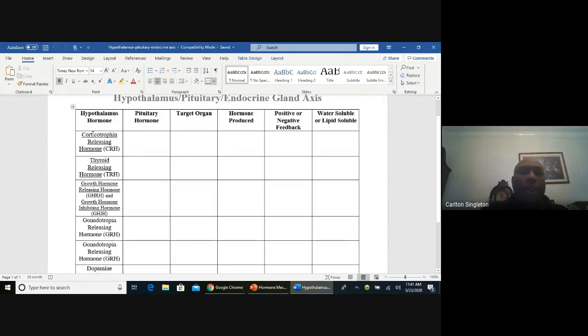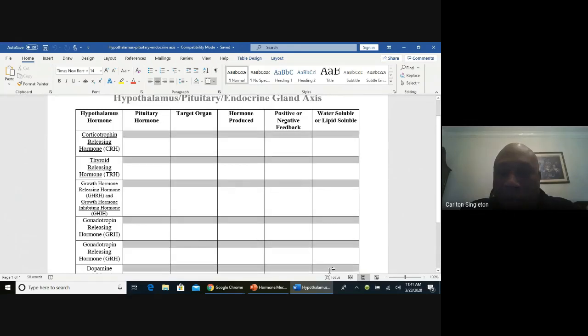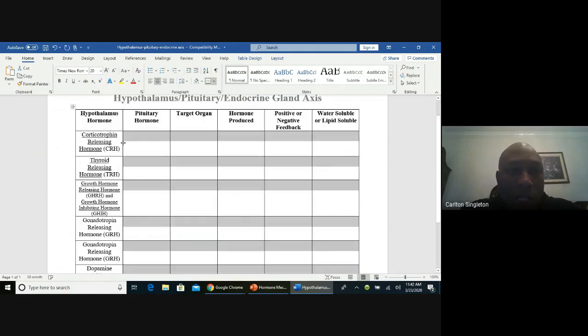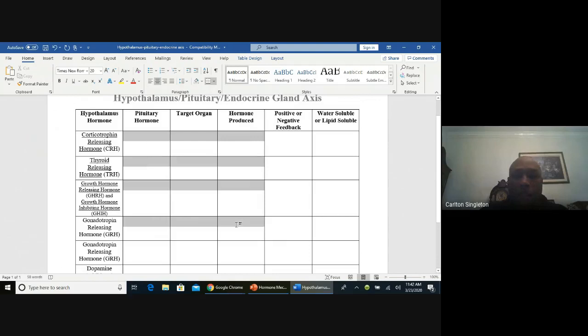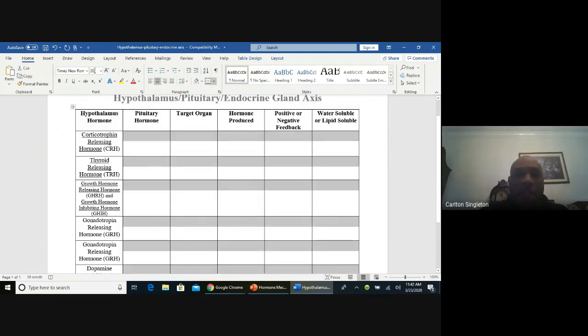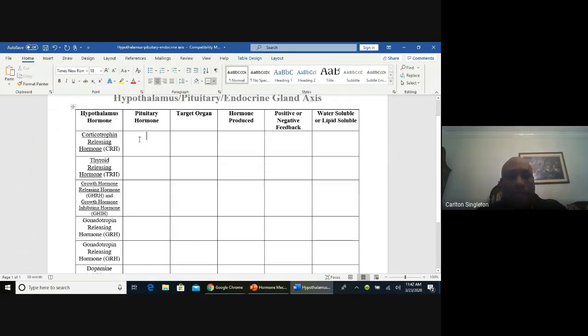Okay, so the first one you see here is corticotropin releasing hormone. The hormone that's affected, let me make this a little bit bigger. Hold on. Let's do 20. Okay, so the hormone that gets released in response to CRH is something called ACTH, adrenocorticotropin hormone. So I'm gonna write that here. So ACTH. So when CRH is released from the hypothalamus, the pituitary releases ACTH in response.